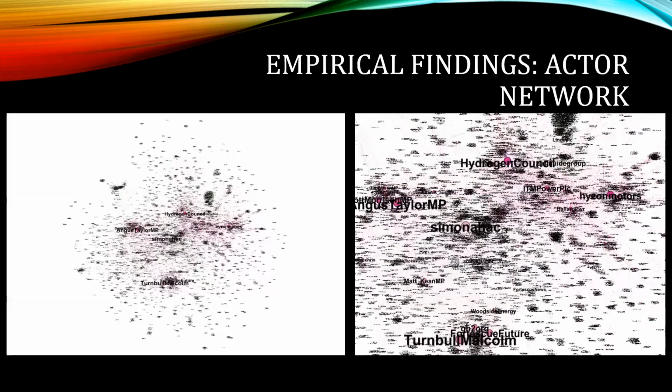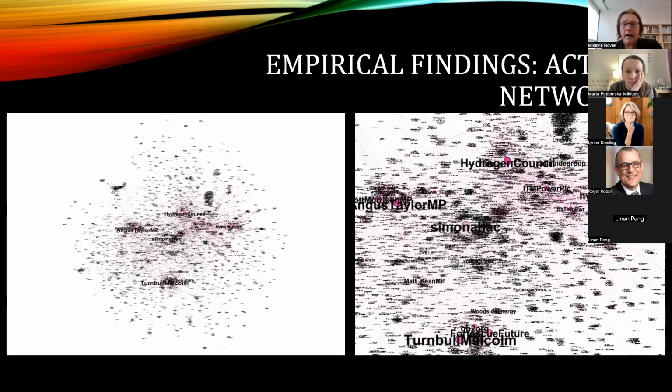So this is what the overall network looks like. Yes, there are certainly a lot of actors, and there's apparently a lot of graphical density here. But what I have on the right-hand side is basically a snapshot of the central area for that network.